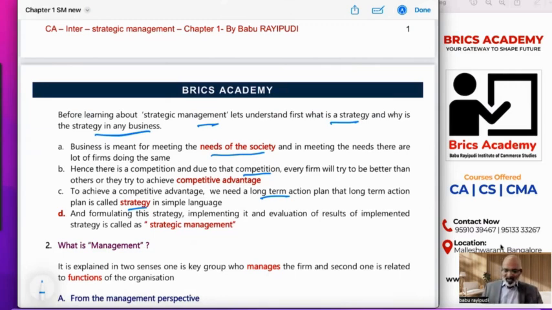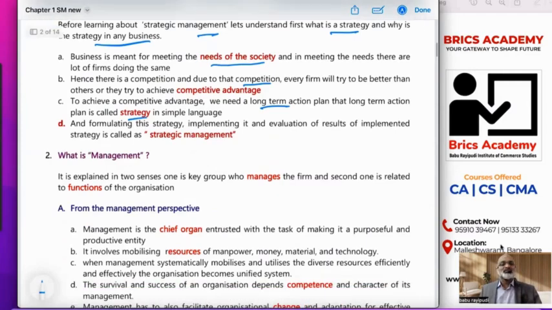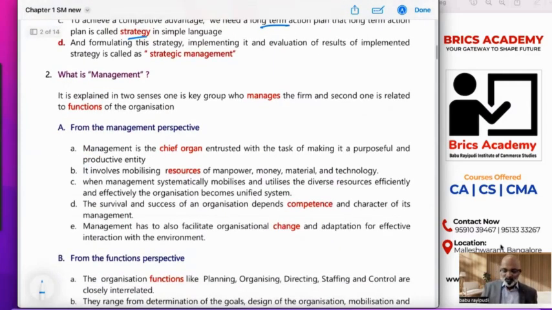Now, having said that, before we go further into strategic management, let us understand what is actually management. When I talk about management, there are 4 very important things in management. First, management is a chief department which is entrusted with the task of making the organization a productive entity.